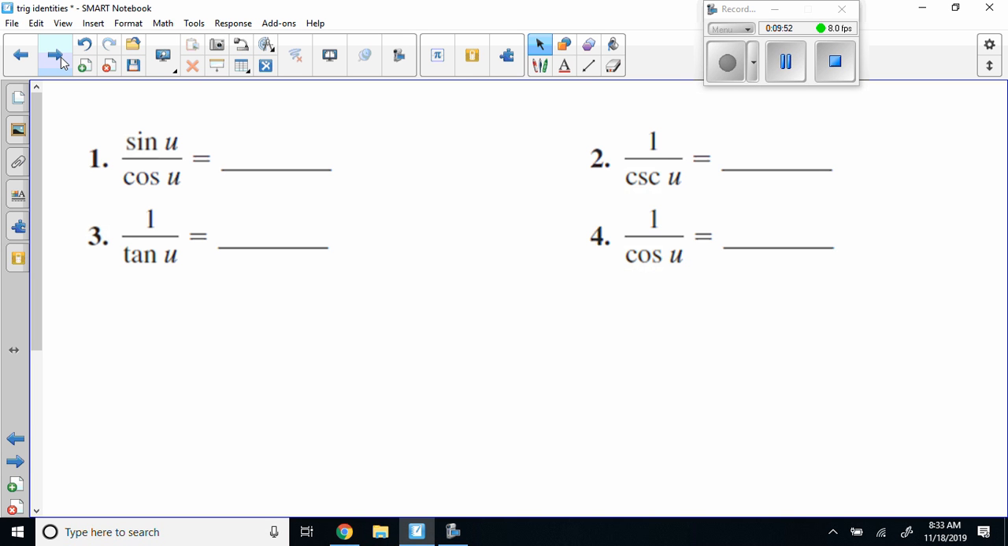So you need to look at these 4 problems, and you need to identify who they are. What could you simplify it down to? What could you take sine u over cosine u and say it's this, boom. Or could you say 1 over tangent u is this, boom. It's like a one-liner, right? So I'm going to give you about a minute, minute and a half to copy it down, 1, and then 2, do it. All right? Go.